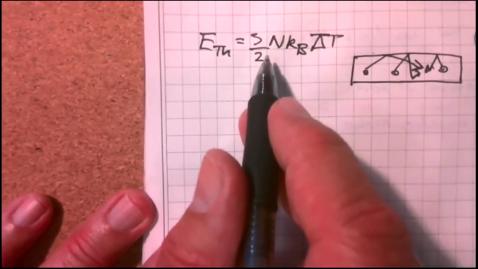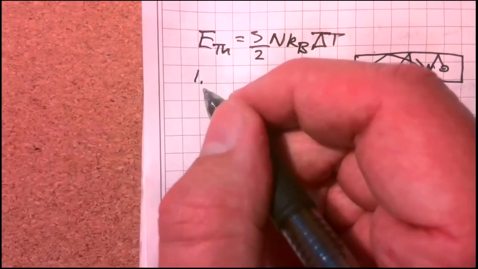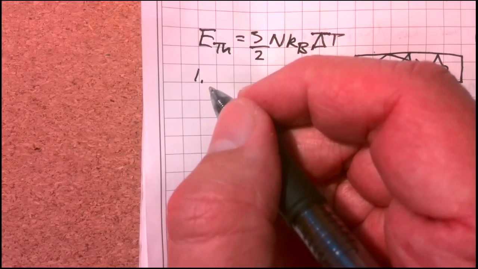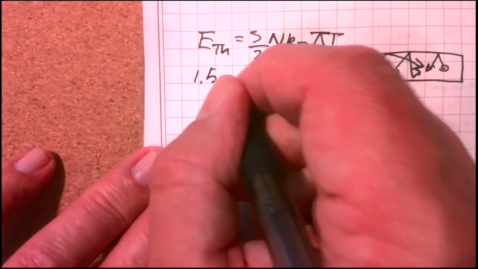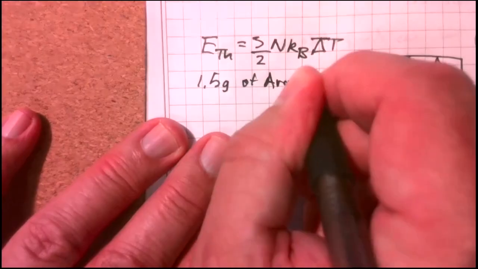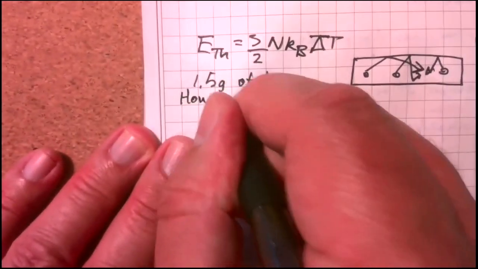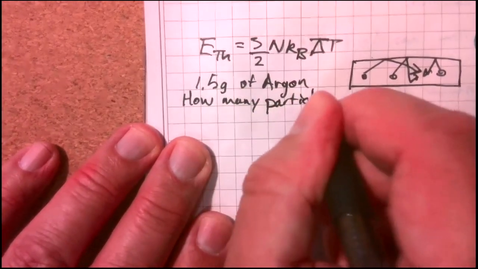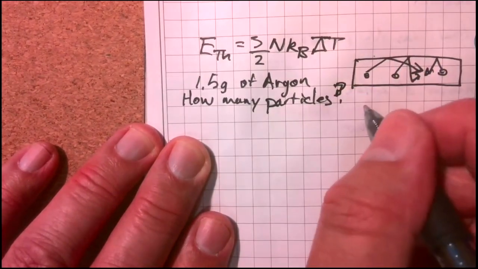These particles bounce elastically off the walls, and so here's the amount of energy that you need. But you're like, but Dr. Wisby, I have... what did it even say? Ah, yes, of course. I have 1.5 grams of argon. How many particles is that?